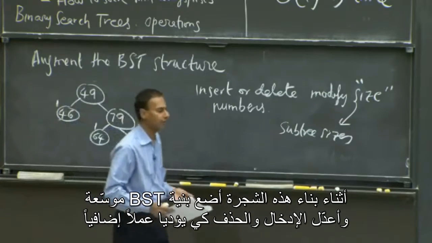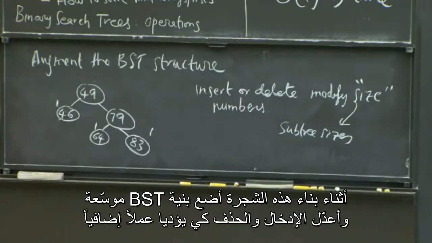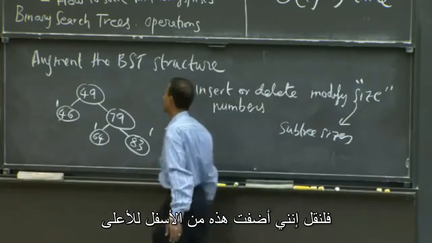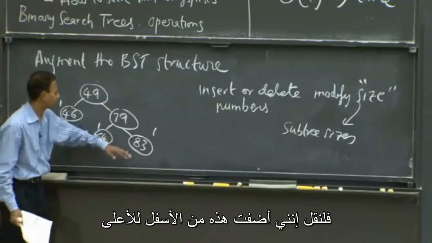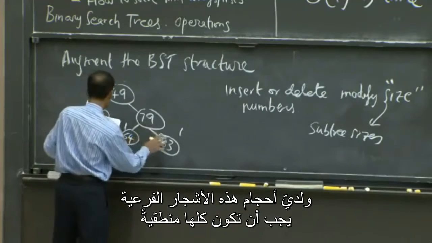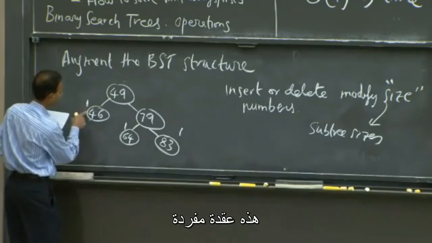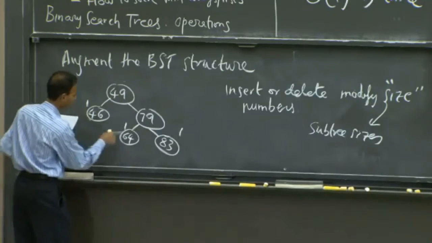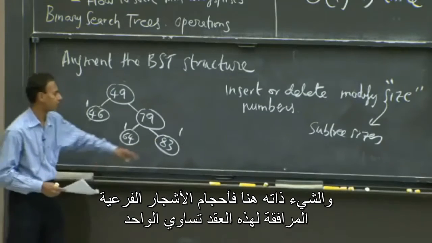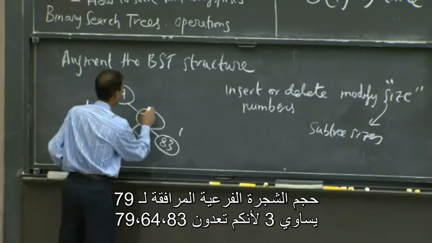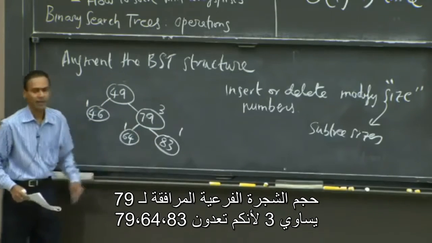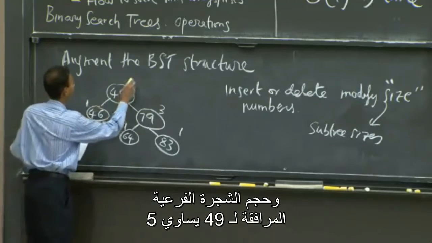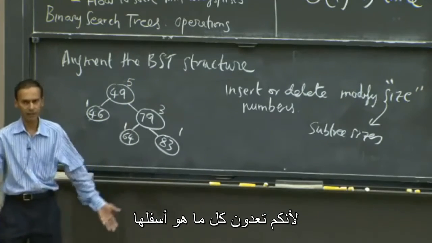So the subtree size here is 1, 1, 1. As I'm building this tree up, I'm going to create an augmented BST structure, and I've modified insert and delete so they do some extra work. So let's say, for argument's sake, that I've added this in a bottom-up fashion, and what I have are these particular subtree sizes. All of these should make sense. This has just a single node, same thing here. So the subtree sizes associated with these nodes are all 1. The subtree size associated with 79 is 3, because you're counting 79 and 64 and 83. And the subtree size associated with 49 is 5, okay, because you're counting everything underneath it.